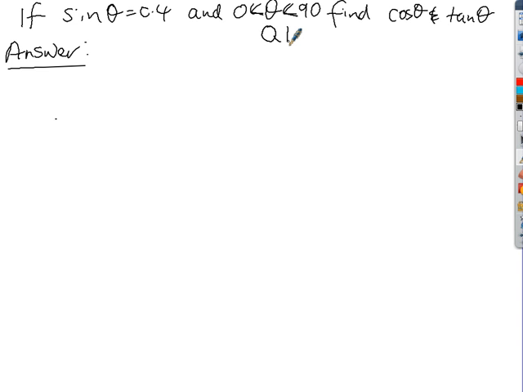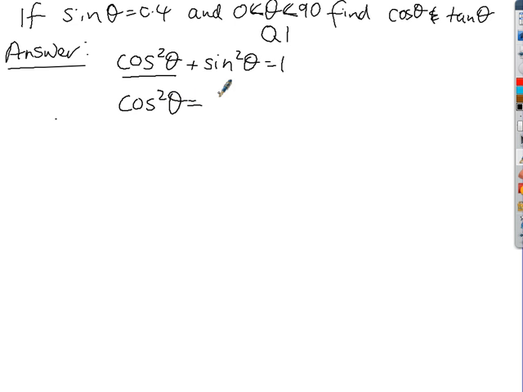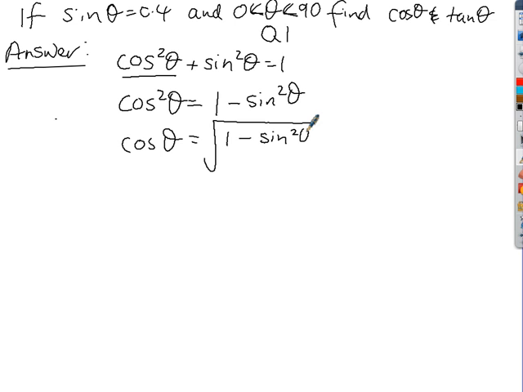Alright, well we're going to use this information here. We know what sine theta is, and we can also use the identity that we've just learned. So cos squared theta plus sine squared theta is equal to 1, always. We want to find cos squared theta, or cos theta. So cos squared theta is going to be equal to 1 minus sine squared theta. So cos theta will be equal to the square root of 1 minus sine squared theta.